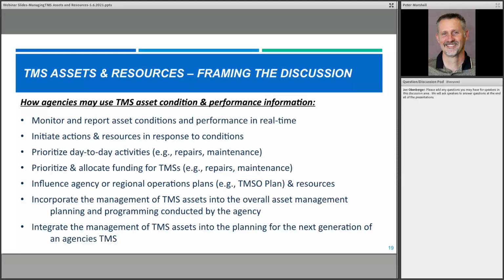The process also allows prioritization and allocation of funding for TMSs for repairs and maintenance. They could also influence agency or regional operation plans such as TMO plans. And then the incorporation of management of TMS assets into the overall management planning and programming conducted by the larger agency as a whole. And finally, integration of the management of TMS assets into the planning for the next generation of an agency's TMS. And with that, I'm going to turn it over to Dan McKasick for a deeper dive into developing and maintaining an inventory of TMS assets.